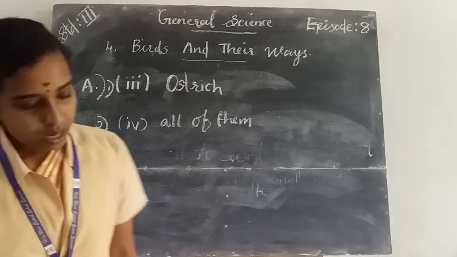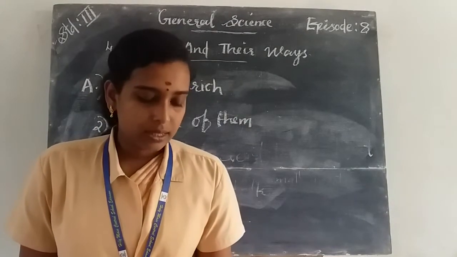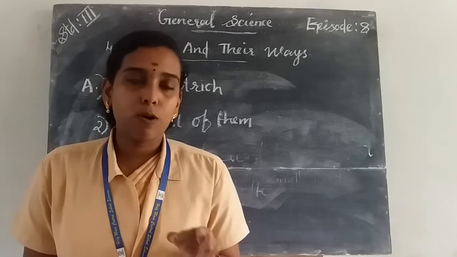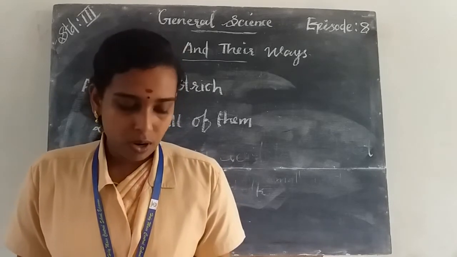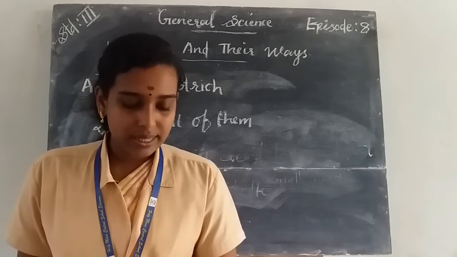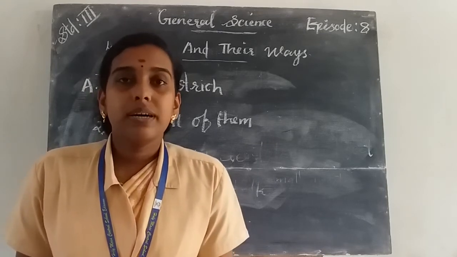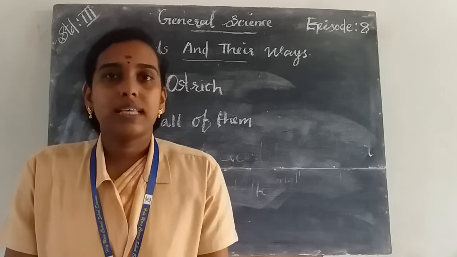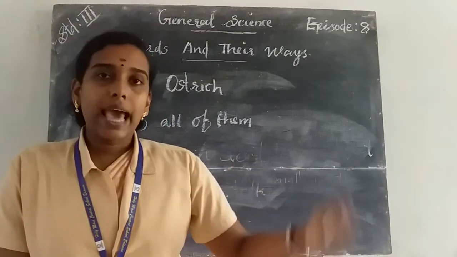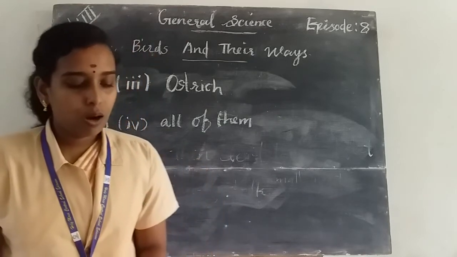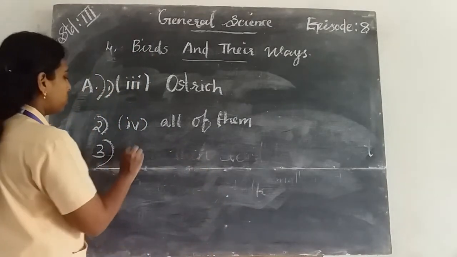Third question, birds are dash. The options are heavy bones, no bones, C, hollow bones, and D, hard bones. Birds have hollow bones, and the hollow bones of birds help them to maintain the light weight of their body. So option C, hollow bones.